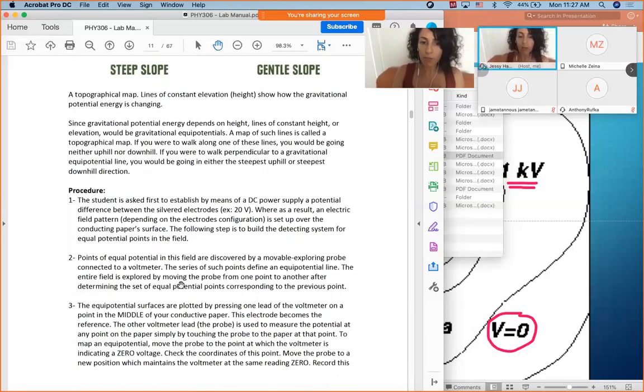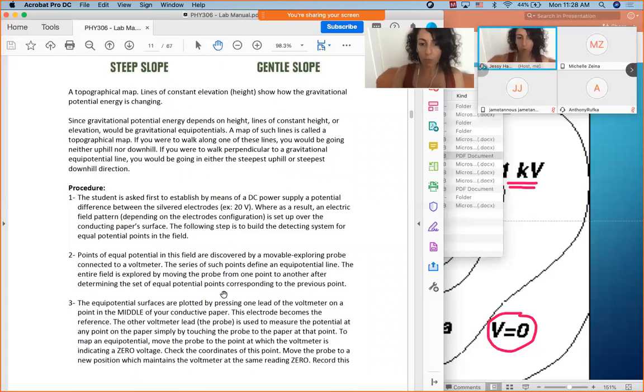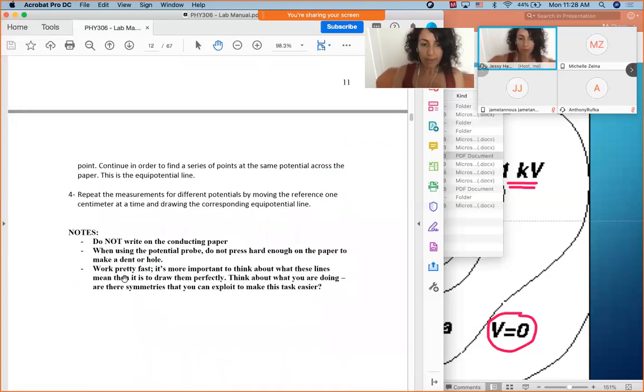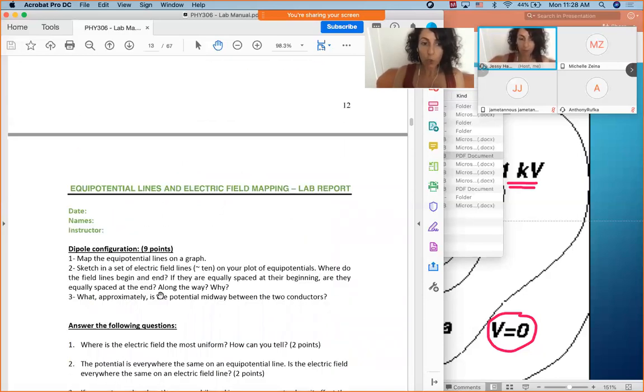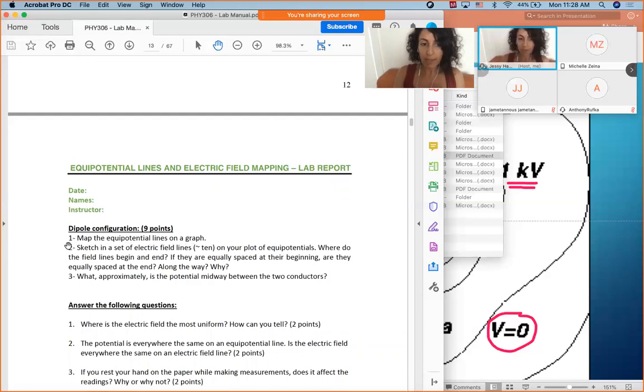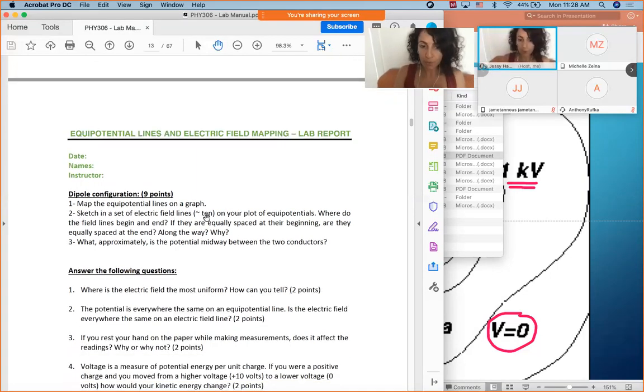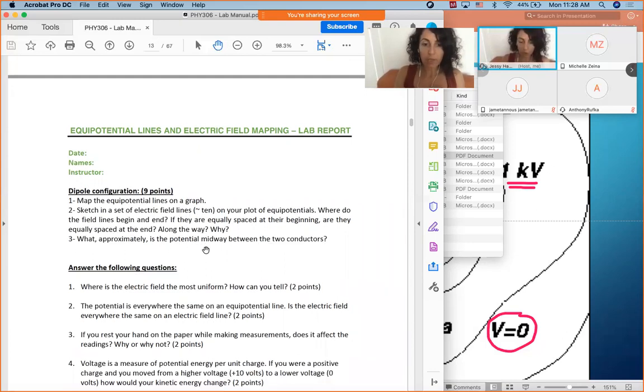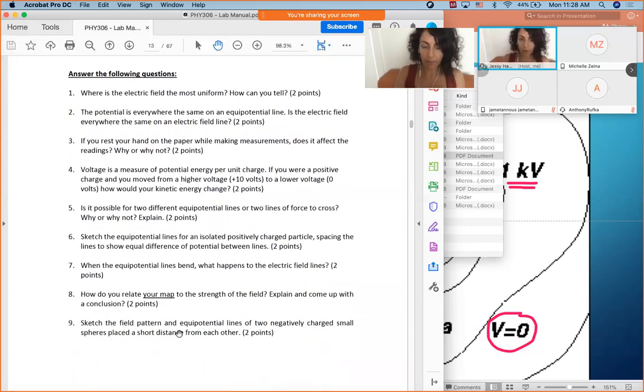Now the procedure, you can read it, but I'm going to show you the procedure in a video. And these are what not to do related to the procedure. Now the lab report: you will be given a map. When they ask you to map the equipotential lines on a graph, I have to do it for you, so I'm going to give you the graph. You do item 2, sketch the electric field lines, and answer question 3, then answer questions 1 to 9. These are simple questions, some of which are related to the map, some of which are theoretical.